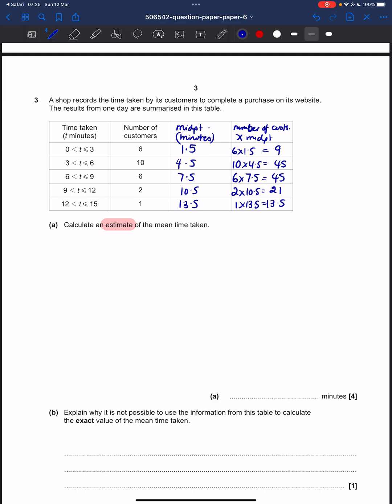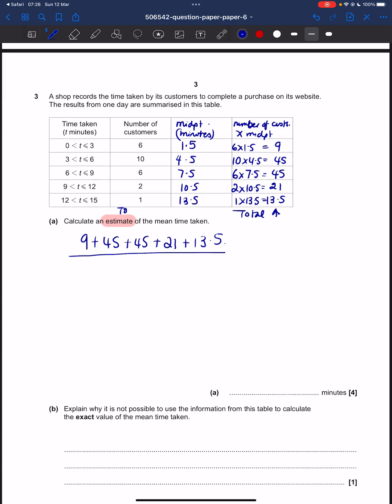Okay, so the estimate of the mean, it's 9 plus 45 plus 45 plus 21 plus 13.5. So it's this total here divided by this total here. We need those 2 totals. And then divided by 6 plus 10 plus 6 plus 2 plus 1. Sometimes they tell you this total in the question, but it doesn't here, so we'll have to do it separately.